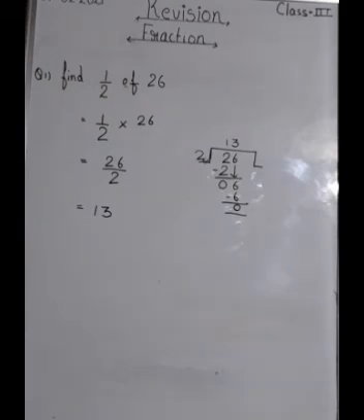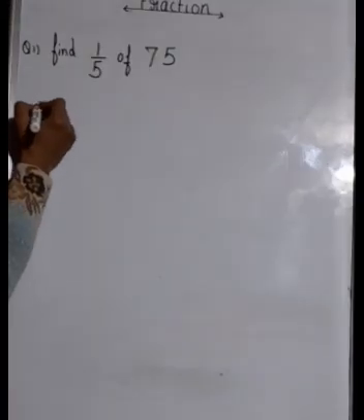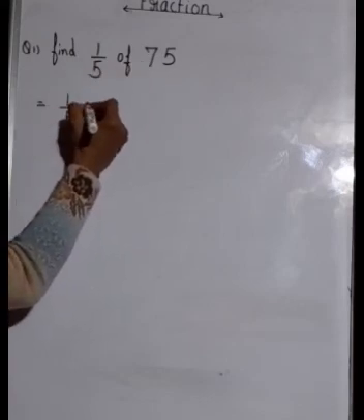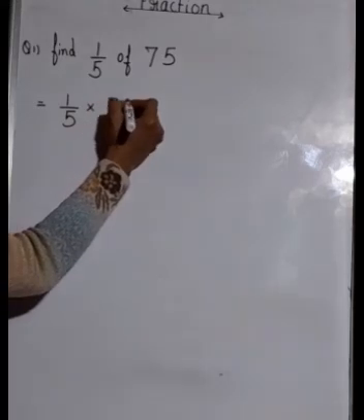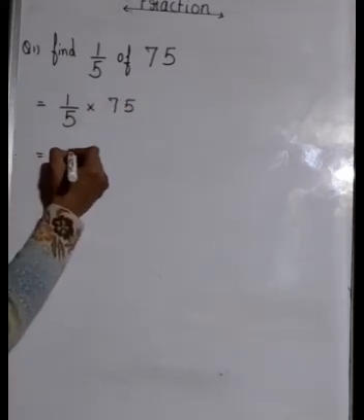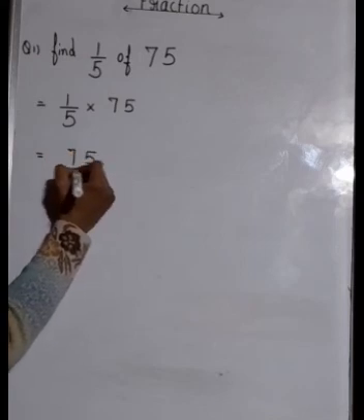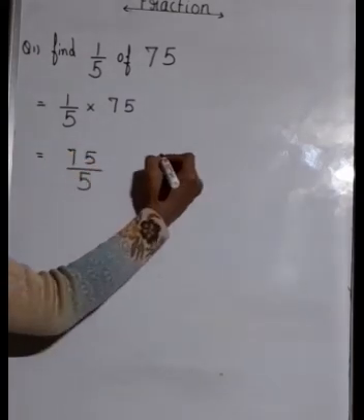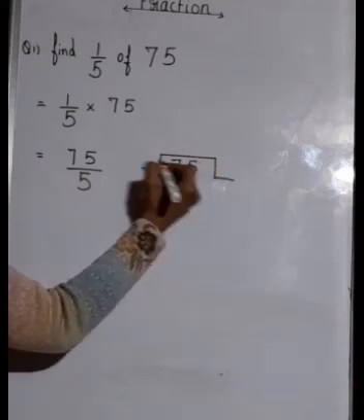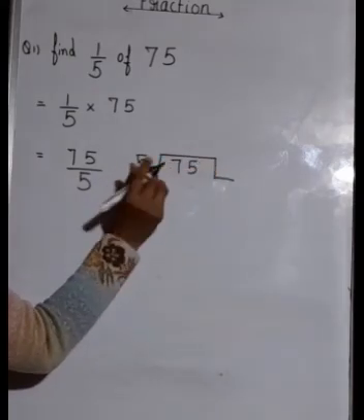We will do one more sum. Next you have to find 1 by 5 of 75. So you will write 1 by 5 of, means multiply, 75. Clear? Now again the same way as we have done the previous one. This will be 75 upon 5. I am doing the division part over here. This is your 75. You have to divide it by 5.